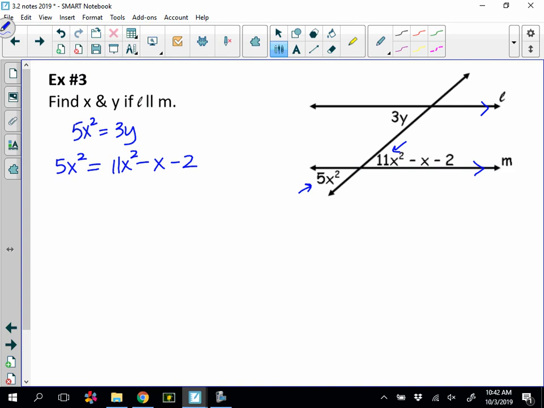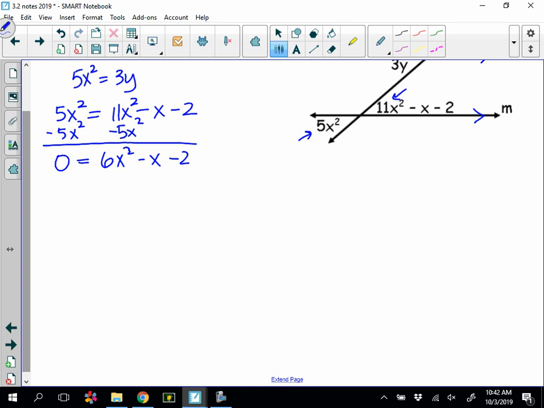So this is a quadratic. I need to either factor or do the quadratic formula. I am going to first start by moving the 5x squared over because I need it to be equal to 0. So I'm going to have 0 equals 6x squared minus x minus 2. Okay, so you can factor, and I'm going to factor with the guess and check method.